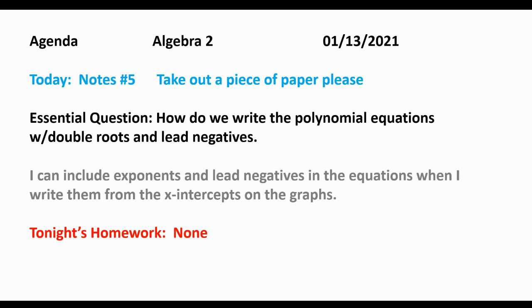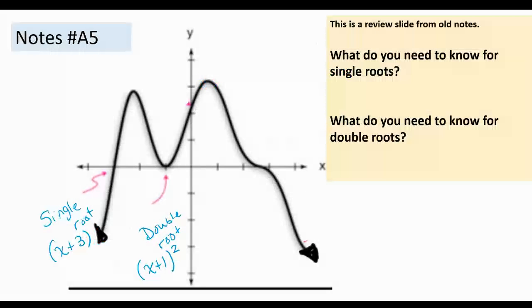The essential question is how do we write the polynomial equations with double roots and lead negatives? So at the end of this lesson, you should be able to say that you can include exponents and lead negatives in the equations when I write them from the x-intercepts on the graph. Okay, so here we're going to get started. So right now, I just want you to write down what's in the beige box over here on the right.